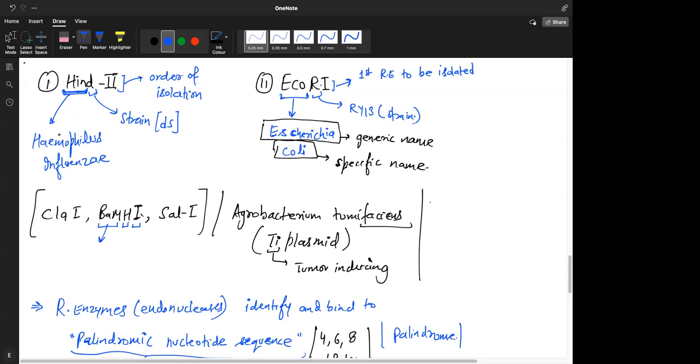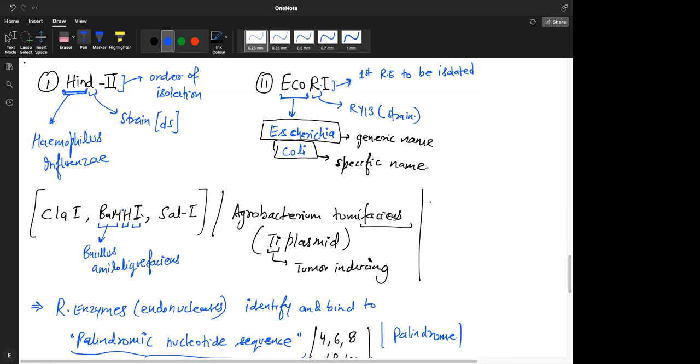Like HI and HIN stand for Haemophilus influenzae. The name of this plasmid, where does it come from? So BAM must be the source, right? Yes, Bacillus amyloliquefaciens. You don't have to remember it though, but just know.